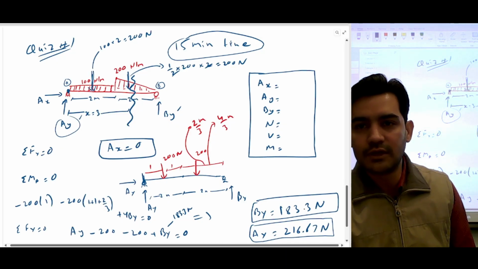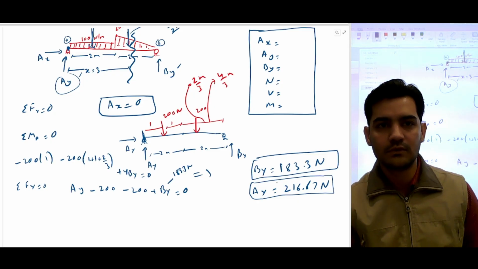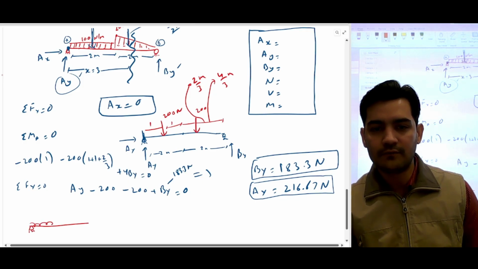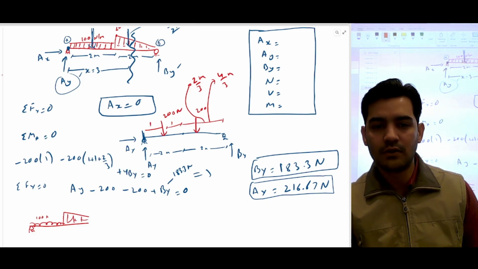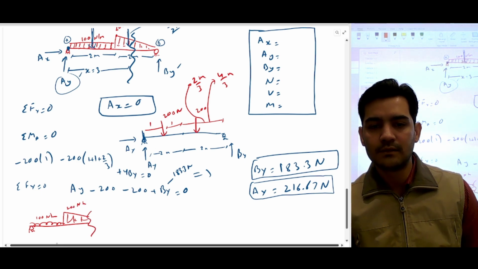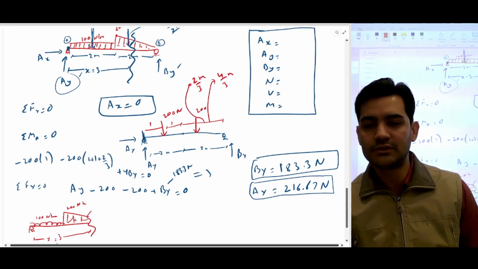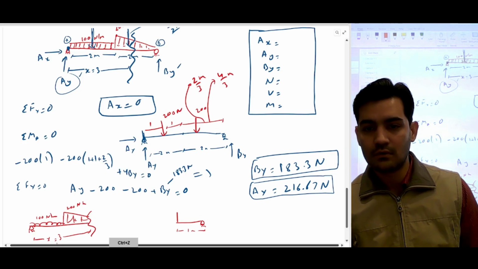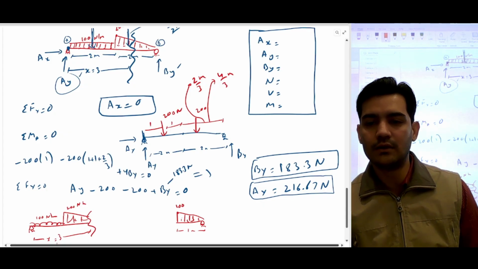And now we have to expose the internal forces. So let's expose. This is 100 Newton per meter, this is 200 Newton per meter. Got a section. This is 3 meter, and from the other side you have 1 meter. And that's the remaining triangular distributed load, and this value would be 100 Newton per meter.